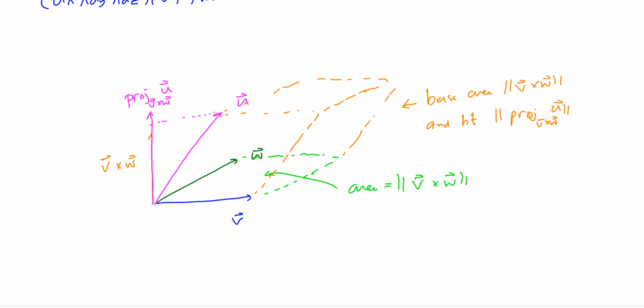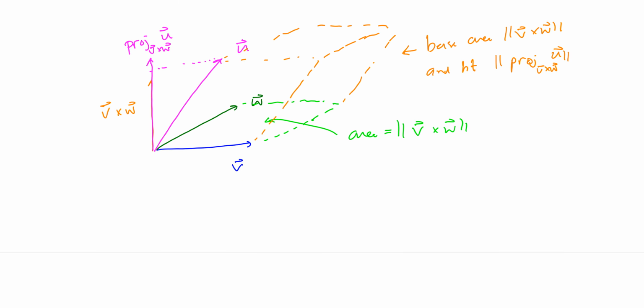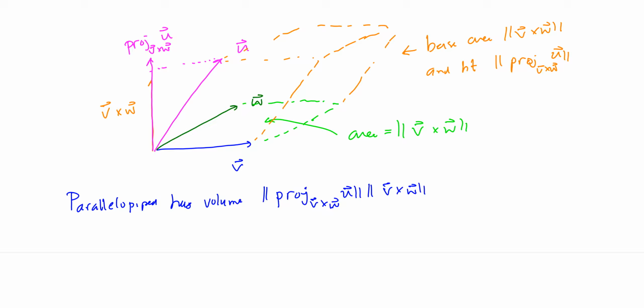So that means this parallelepiped has volume given by the height, which is the magnitude of the projection of u onto v cross w, times the area of the base, which is v cross w. Okay, so that's just a geometry thing. We could have done that a long time ago. How does this help us with what we're doing so far?